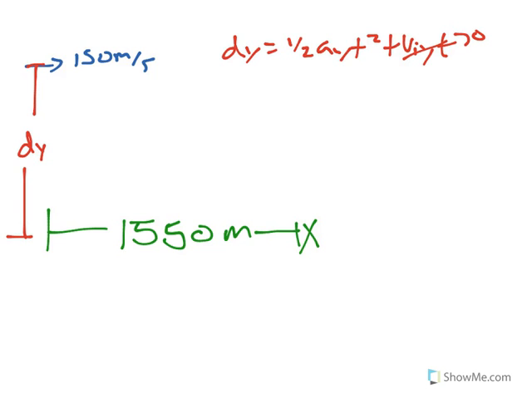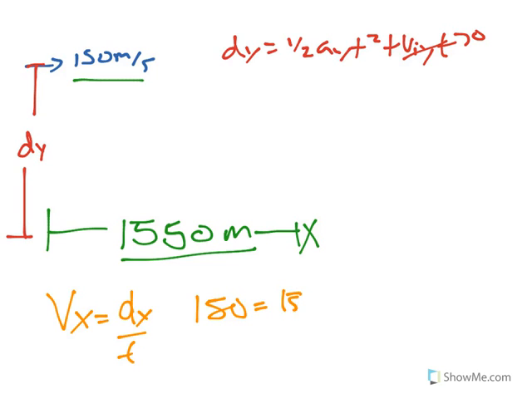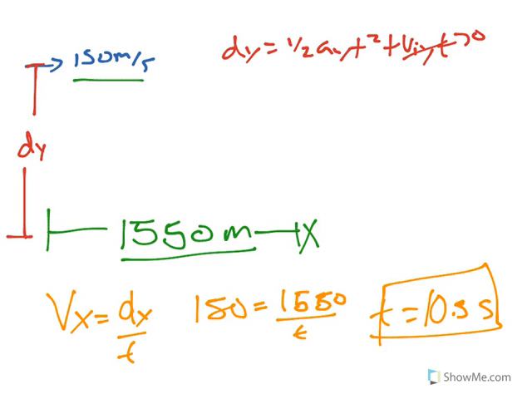But I need to find time, and usually I've been finding time by using dy, but look, I've got dx and I've got Vx. So what could I use to find time? Well, I could use Vx equals dx over t. So I get 150 equals 1550 divided by t. If you solve for t, you should get 10.33333 seconds. So 10.3 seconds, that's your time.